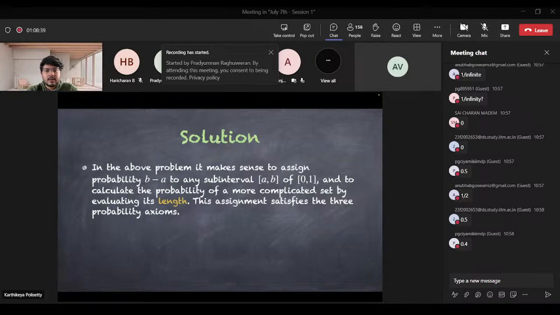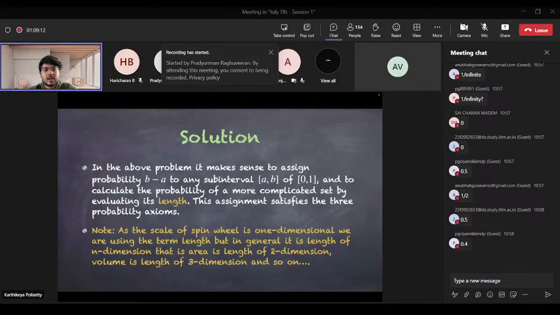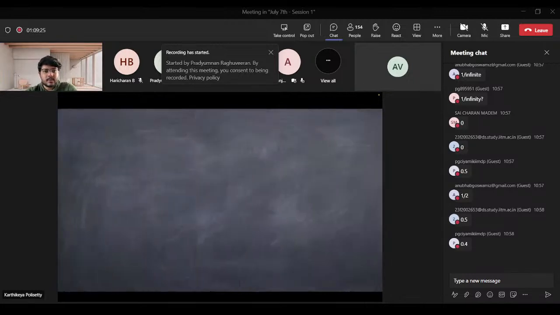Yes. And to calculate the probability of a more complicated set, we evaluate its length. Since we are taking a single calibrated number line, it is length. If we have plotted something in terms of 2 dimensions, then it would be area. If we have 3 things going on, then it would be volume in 3D. So note that as this scale of spin is 1 dimensional, we are using the term length, but in general, it is the length of n dimension. That is, area is length of 2 dimension, volume is length of 3 dimension, and so on. Is that clear till now?